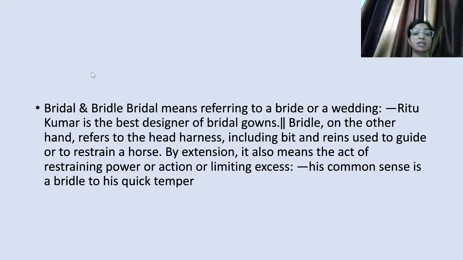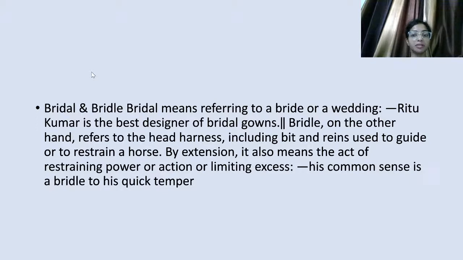So bridal means referring to a bride or a wedding. So this is in a bridal outfit. Ritu Kumar is the best designer of bridal gowns. We went to a bridal shower. These are the kind of usages of the word bridal.